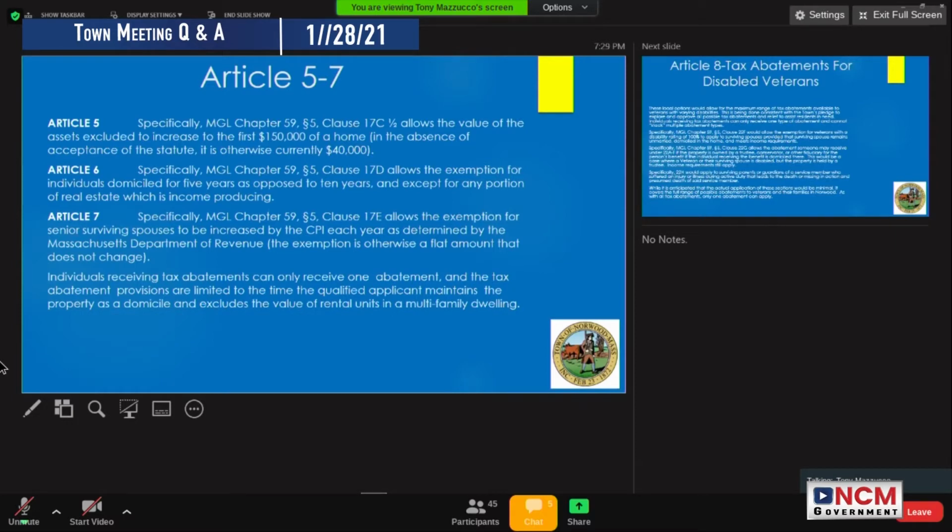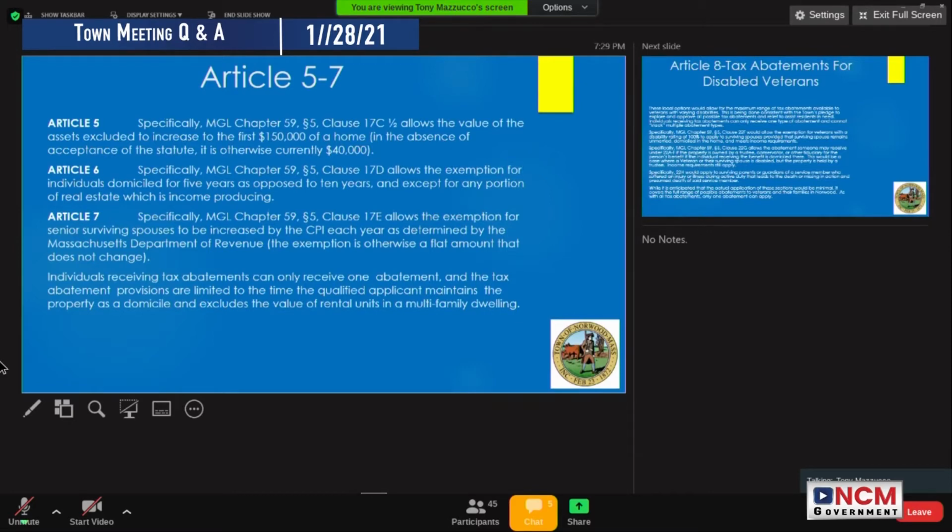So what we're looking to do here is offer the full range of tax abatements available to seniors in the community and veterans as well, as you'll see later. The state pays for some of these portions. We pay for some of it out of our tax overlay, which I'll explain when we get to that article. People can only receive one abatement. You can qualify for as many as you'd like, but you're only allowed to receive one, and it's supposed to be, obviously, the one that you'd receive the most for.